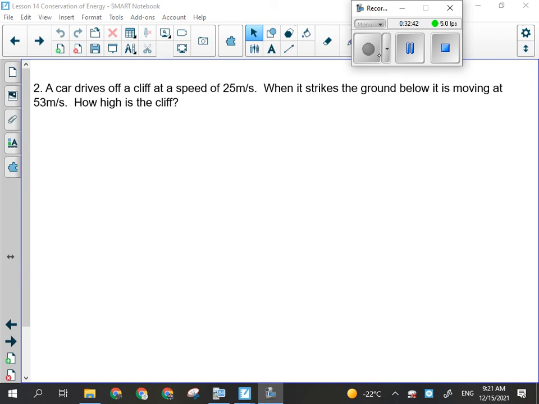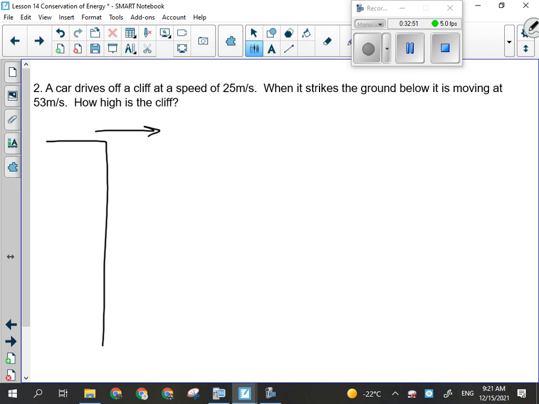Looking at this one, so there's our cliff, very intimidating looking. The car drives off the cliff at 25 meters per second, so that's going to be our initial speed. Then it's going to go all the way down to the ground, and when it gets to the ground here, it's going to be going 53 meters per second. So that will be our vf. What's our final height?